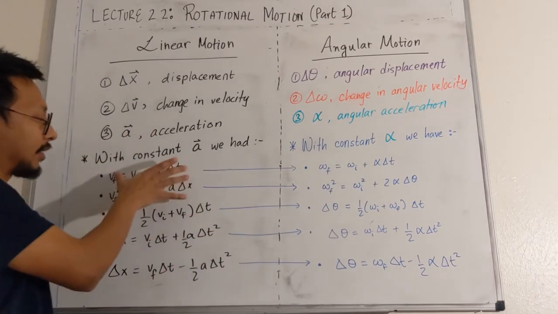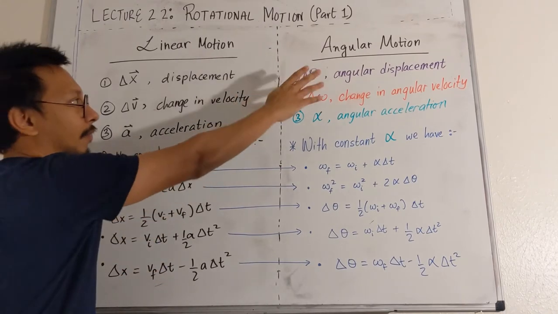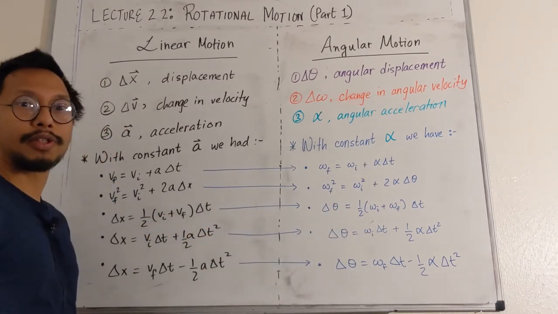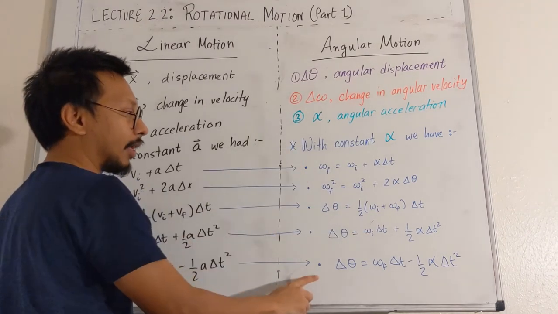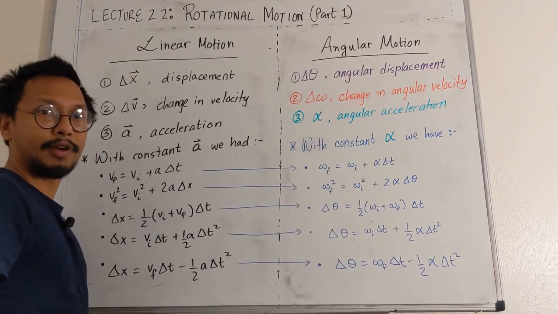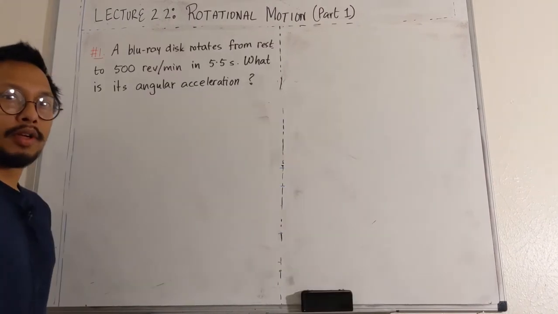Okay, so we can take each of these equations and replace them with the correct corresponding variables for angular motion to get our angular motion kinematic equations. And these kinematic equations are valid for constant angular acceleration. Alright, let's look at a few examples now to test our ideas.